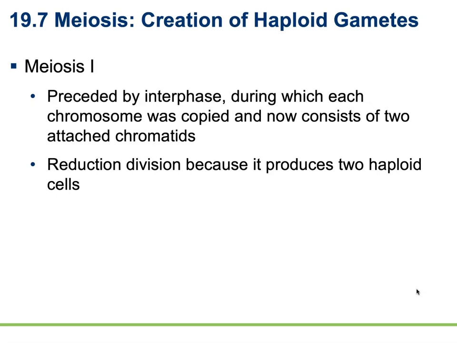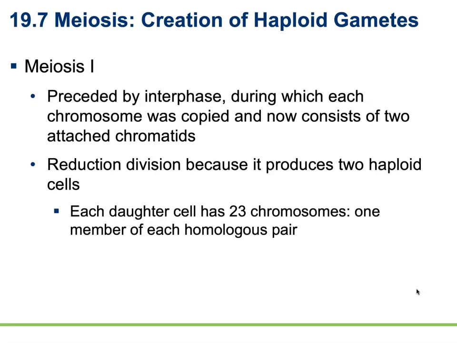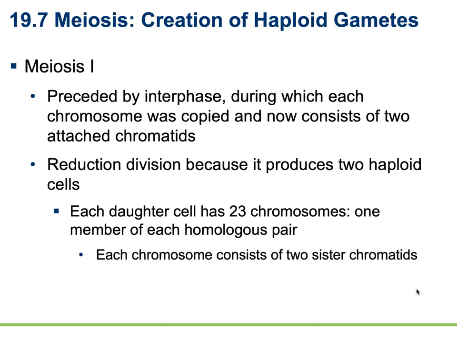We are reducing the number of chromosomes as we divide. Each daughter cell has 23 chromosomes, one member of each homologous pair, and each chromosome is going to consist of two sister chromatids, which will need to be divided out before we are done with meiosis II.